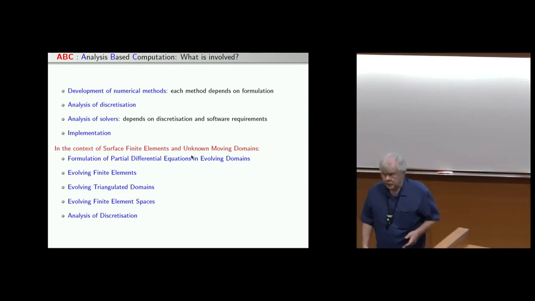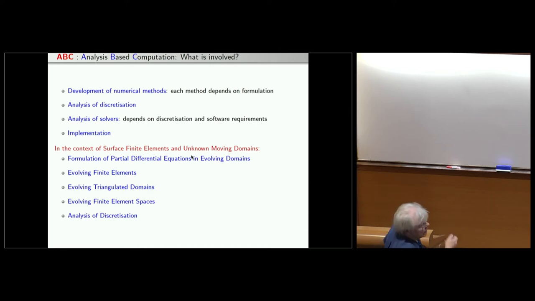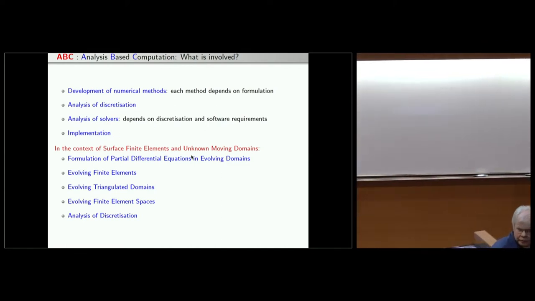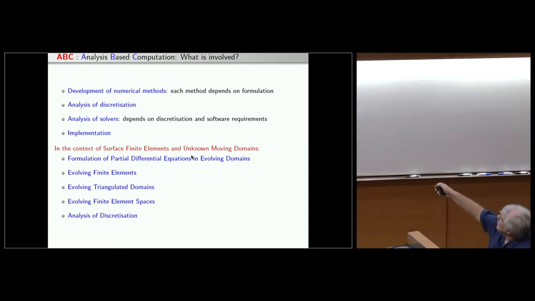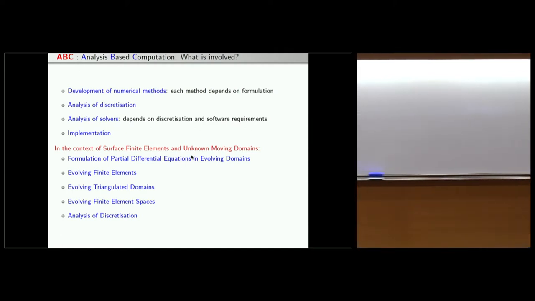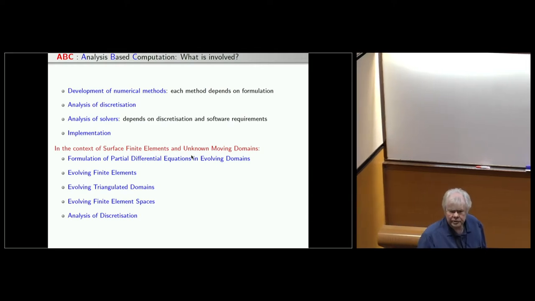But nevertheless, you have to say something about your numerical method. And this is what I call analysis-based computation, ABC. I think it's important to follow your ideas for numerical discretization through. In the development of a numerical method, each method depends upon the formulation. So we can have level set formulation, phase field, unfitted. There's all sorts of things that one can do. And this is the evolving surface finite element method. We're directly discretizing the domain, which is one of the unknowns of the problem. It's important to carry out the analysis of discretization. I'm not going to do that. I'm just saying that underlying this talk there is a lot of mathematical analysis which I'm ignoring.